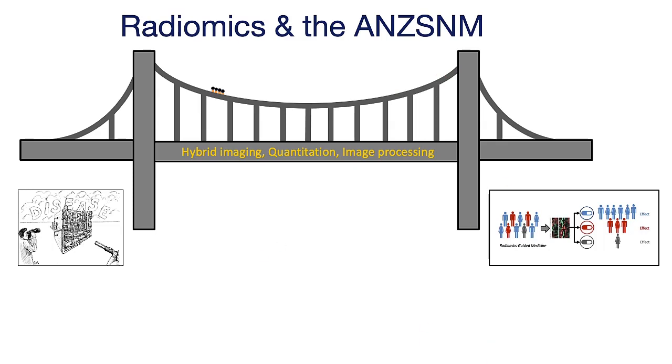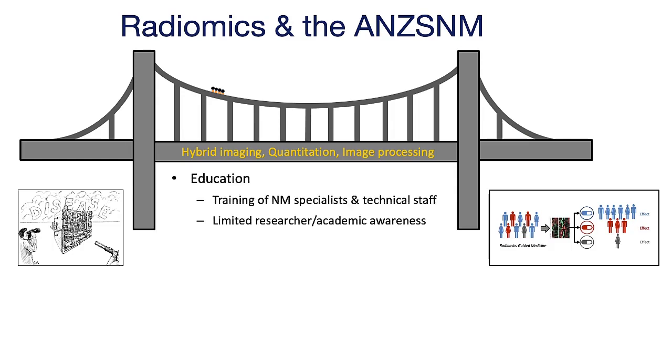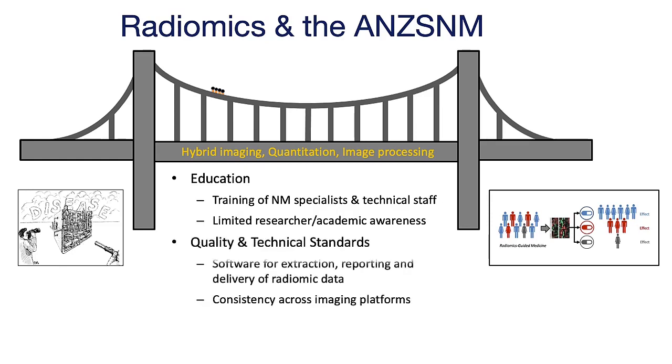And I think there is a role for the Society of Nuclear Medicine here. The Society of Nuclear Medicine has an important role in education, and this is going to be a key component for moving radiomics into clinical practice. We need to train nuclear medicine specialists and technical staff, and even researchers and those in academia are sometimes unaware of the issues required to get their techniques into clinical practice. The Society also has qualities and standards, and as I've pointed out, these are going to be important for getting radiomics into clinical practice.